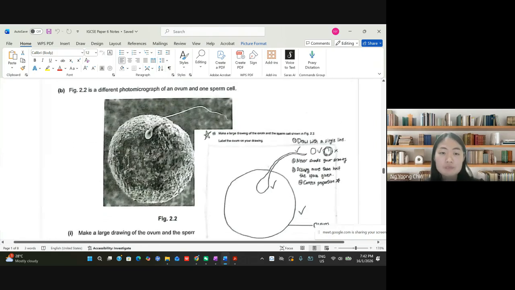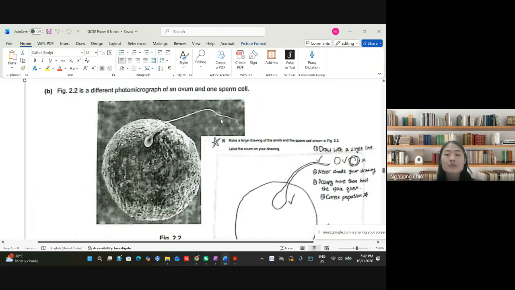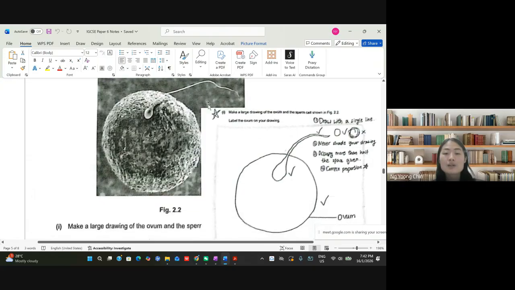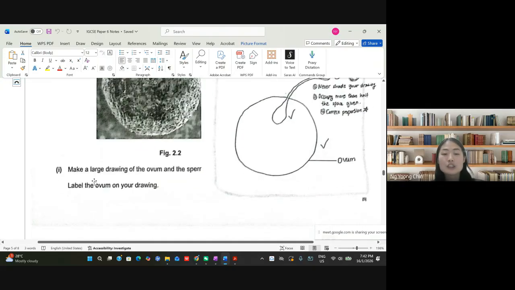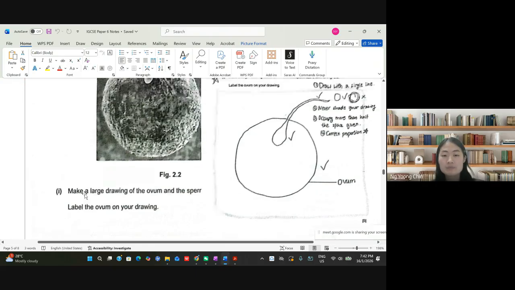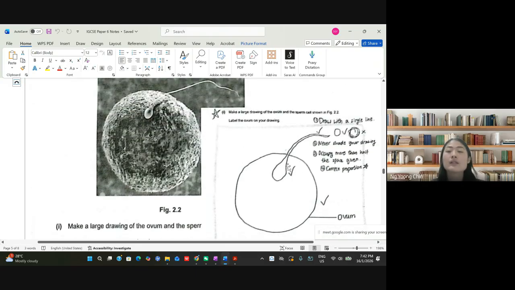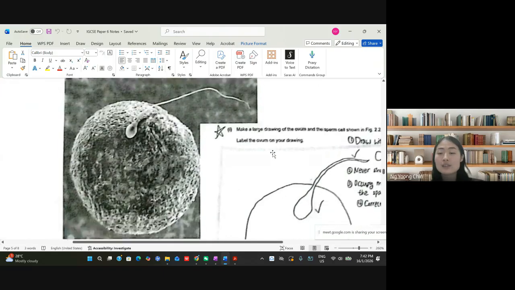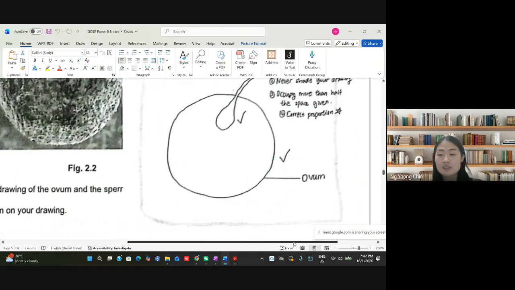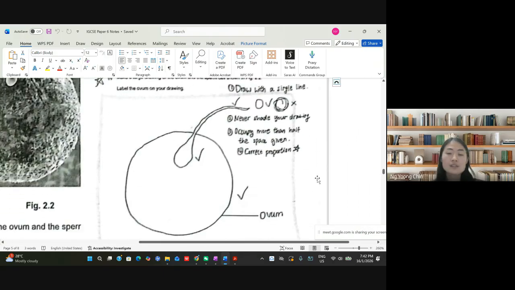See? Okay. This shows what? An ovum and one sperm cell. And then they ask you to make a large drawing of the ovum and the sperm cell. Label the ovum. This is the thing that you write. Okay, so this is a model answer. Just draw a simple line and then with the sperm attached on it.